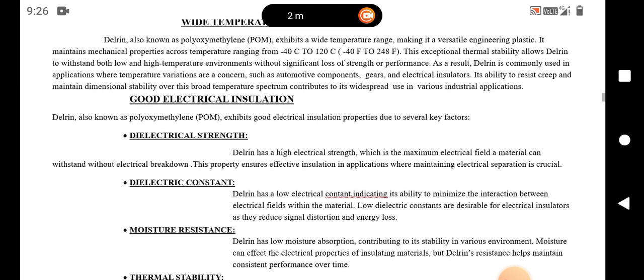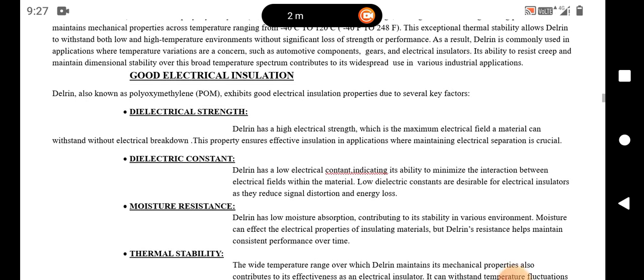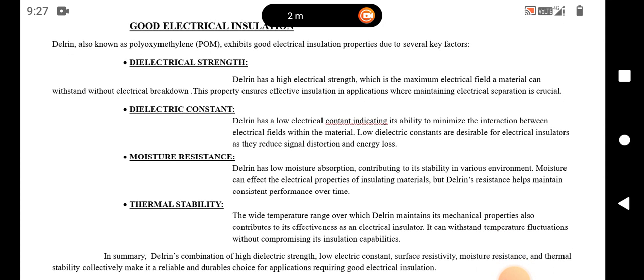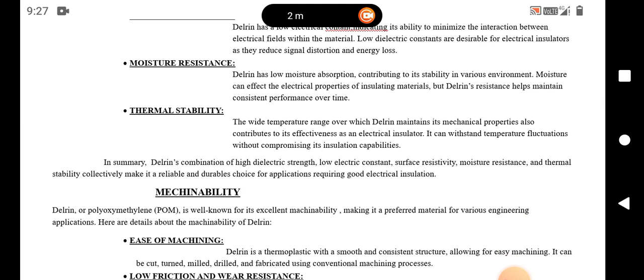Good electrical insulation: Delrin, also known as polyoxymethylene, has good electrical insulation properties. Moisture resistance: Delrin has low moisture absorption, which contributes to its stability in various environments. Thermal stability: the wide temperature range in which Delrin maintains mechanical properties also contributes to its effectiveness as an electrical insulator. In summary, Delrin combines high dielectric strength, low dielectric constant and good electrical insulation.